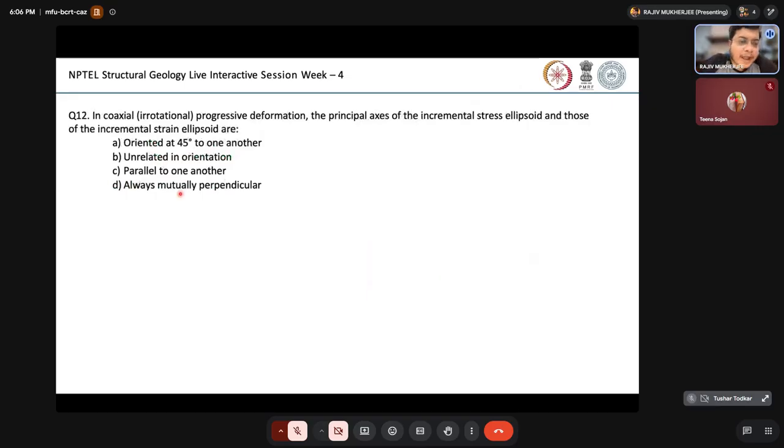So in coaxial or irrotational progressive deformation, the principal axes of the incremental stress ellipsoid and those of the incremental strain ellipsoid are oriented at 45 degrees to one another, unrelated in orientation, parallel to one another, or always mutually perpendicular. Now go through the question carefully and think what is actually being asked, and then answer. It is actually a very good question.